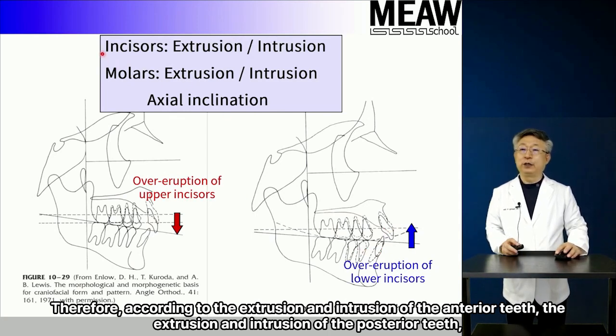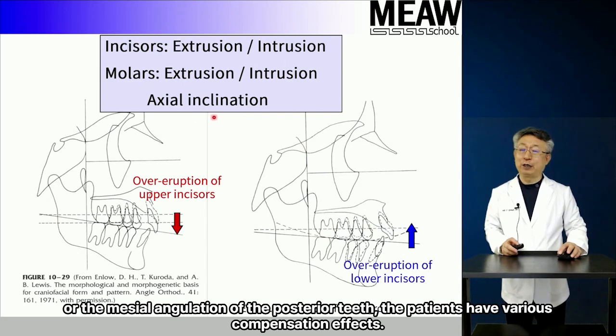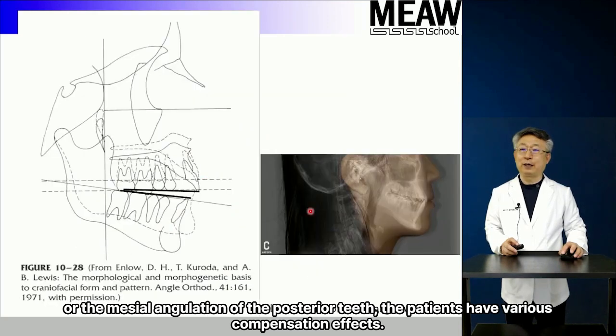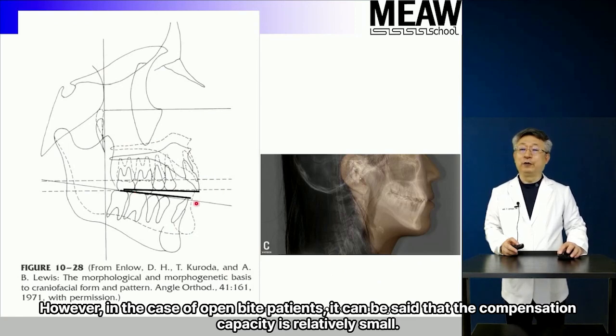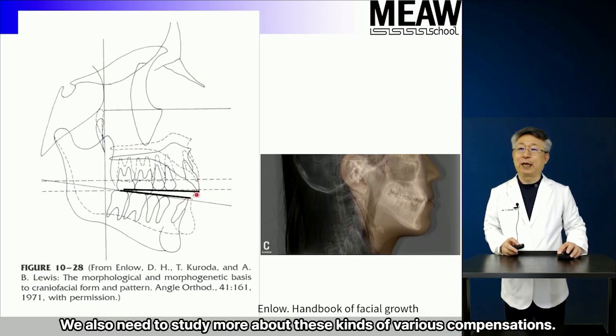Therefore, according to the extrusion and intrusion of the anterior teeth, the extrusion and intrusion of the posterior teeth, or the mesial angulation of the posterior teeth, the patients have various compensation effects. However, in the case of open bite patients, it can be said that the compensation capacity is relatively small. We also need to study more about these kinds of various compensations.